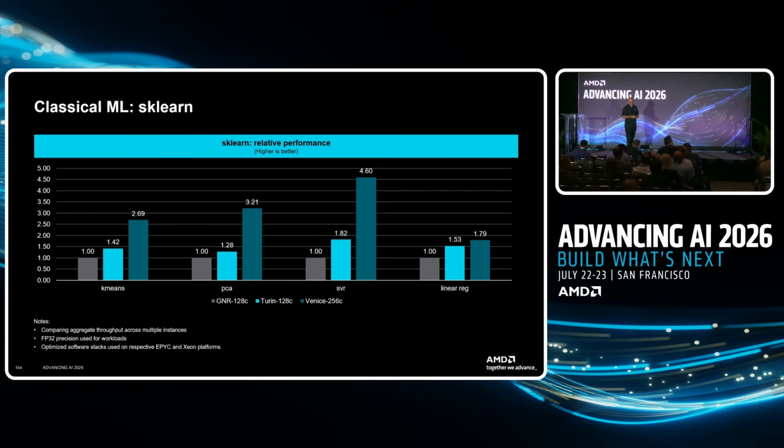But coming back to this, the 4x and the 3x and the 2.5x improvements you see are really a confluence of the hardware feature improvements plus the underlying software optimizations we have made in our AOCL libraries, in the GEMMs, in the BLIS and BLAS routines. So in the aggregate, whether you're looking at k-means clustering or PCA or regression workloads or support vector machines, all of these perform really, really well on Venice.